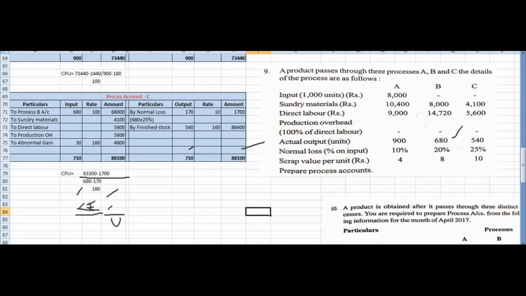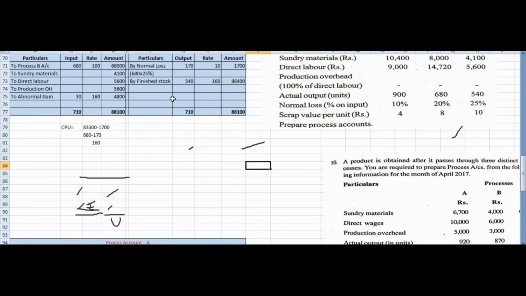Am I clear to everyone? Yes, sir. Is it clear to everyone who solved the question? Okay, I think two are the participants, so it's no problem. Okay, I think it is clear now.